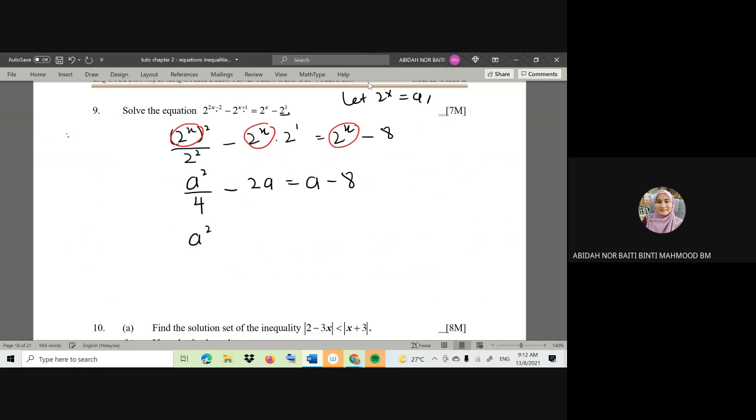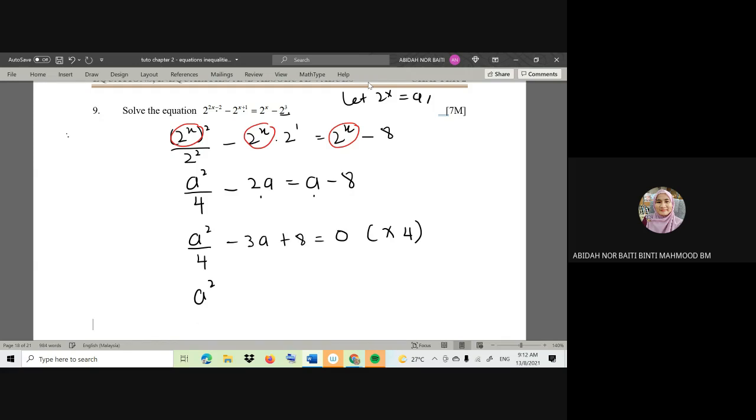So a squared over 4. So negative 2a minus a is minus 3a plus 8 equal 0. Rearrange, ya. Then we want denominator equal to positive 1. So all terms be times with 4. So a squared minus 12a plus 32 kan, equal to 0. Boleh?